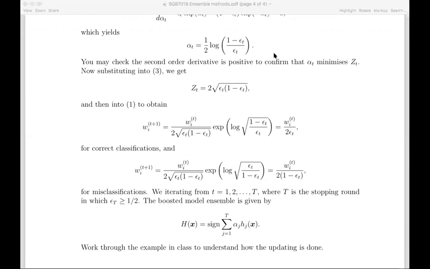Okay, so I think this one is, please change it. This one should be 1 minus epsilon t. I think this one correct is here. This one is misclassification, right? So please change these two things, right? Okay. Now you can see this.